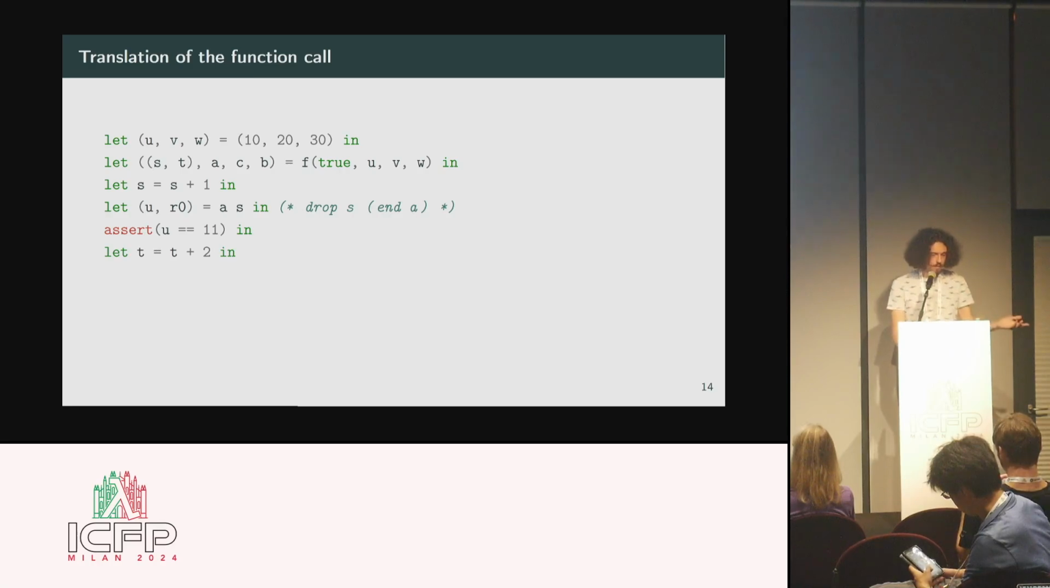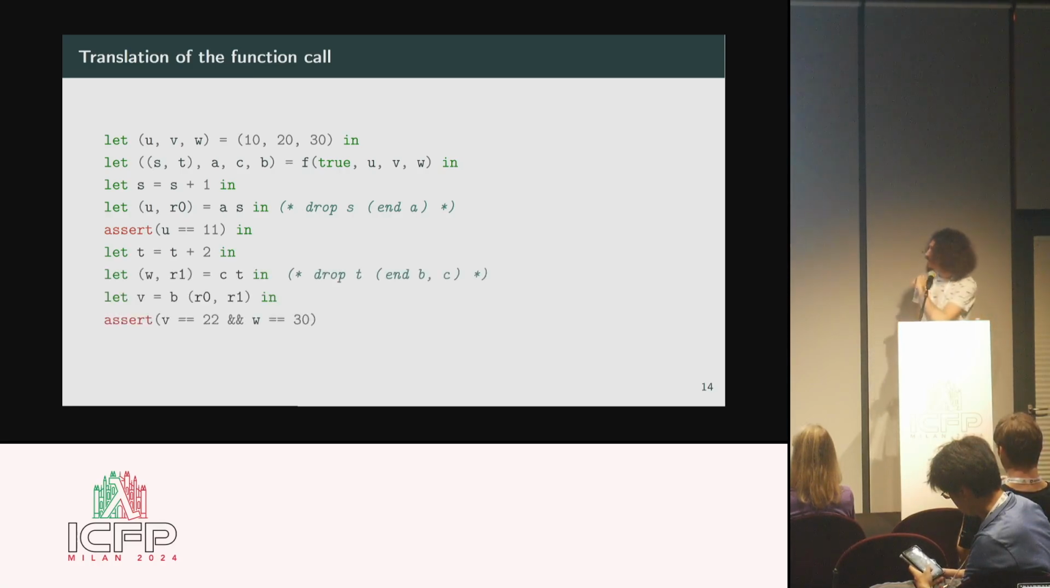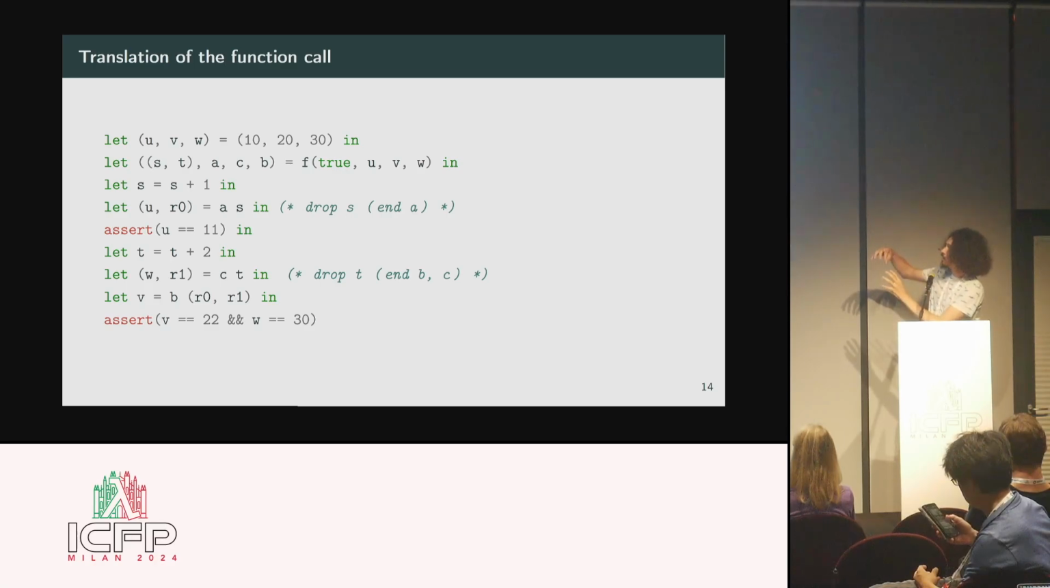And after that, we can modify T. And when we want to access our two last values, we want to end those two roots. So first calling the function C, getting back the updated value of W, and then getting back the second component that is needed to call B. So we have R0 and R1. We can end the region with those two. And finally, get back the updated value V. And so the assertions are only there to demonstrate the state of the program at each step. And so now we translated our function call.